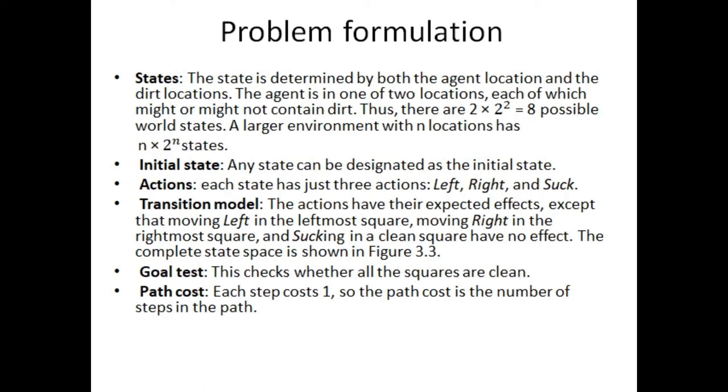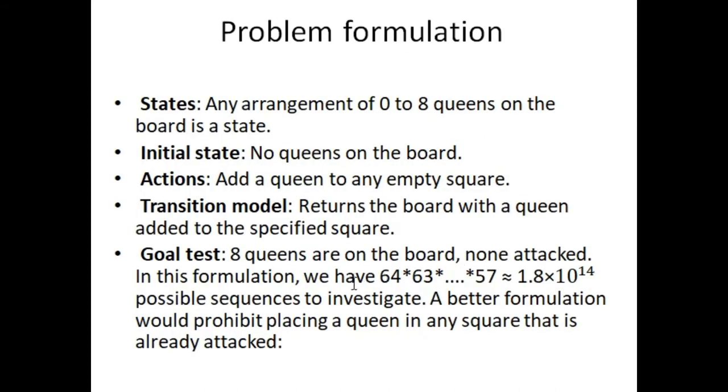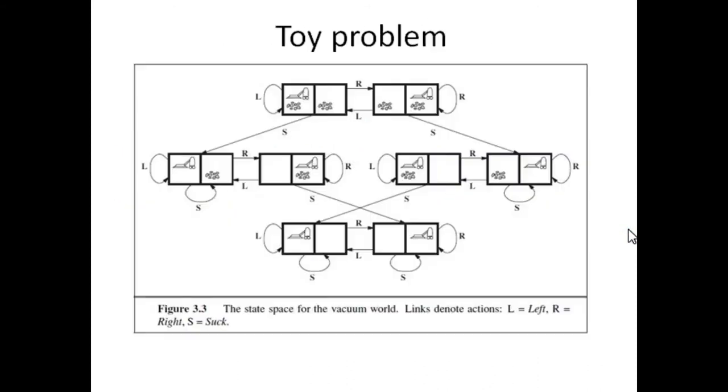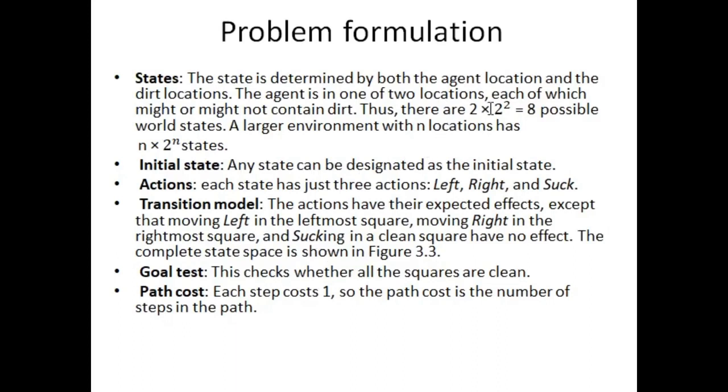हमने पिछली एग्जांपल के अंदर हमने डिफरेंट सीक्वेंसेस देखे थे इसके अंदर कि इतने पॉसिबल नंबर ऑफ सीक्वेंसेस होंगे. तो यहाँ पे हमने एक और चीज़ देखी कि हमारे पास जो है वो इस प्रॉब्लम के लिए कितने पॉसिबल नंबर ऑफ स्टेट्स होंगे. So what is the initial state? Any state can be designated as an initial state. So what are the actions for this problem? The actions are right, left, and suck. So there are three different actions.